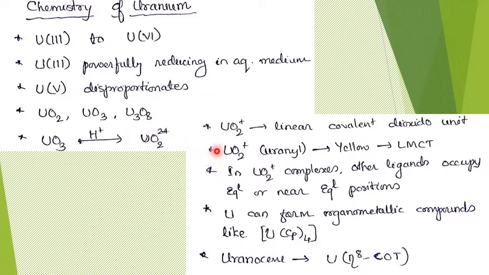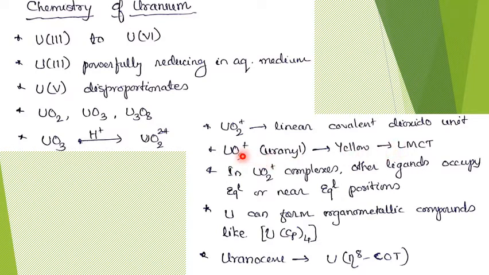So this uranyl unit is a linear covalent dioxido unit. It is linear, and definitely a stable unit, and covalent bonding is there between uranium and oxygen in this case. Then next, this uranyl species will give you yellow coloration when you have uranyl ions in solution. Yellow coloration is definitely not due to f-f transitions, because uranium is in 6+ oxidation state, so no f electrons, no d electrons, nothing. So d-d transitions or f-f transitions are not possible.